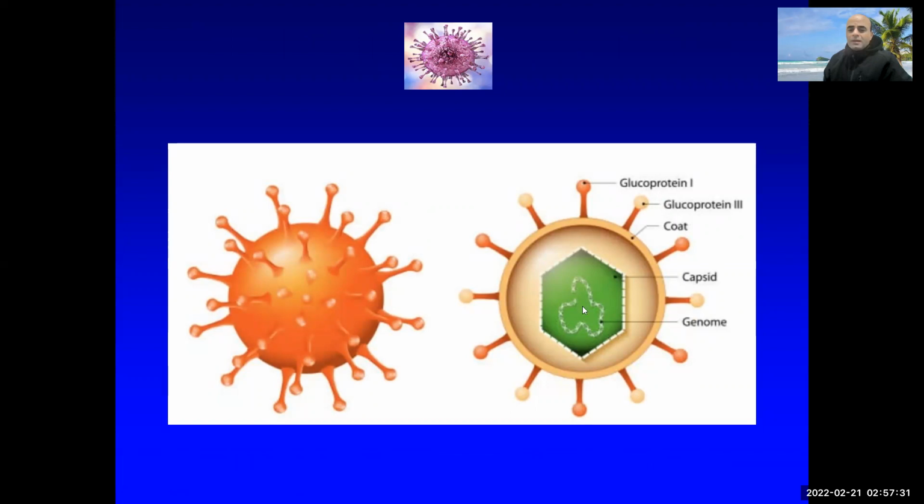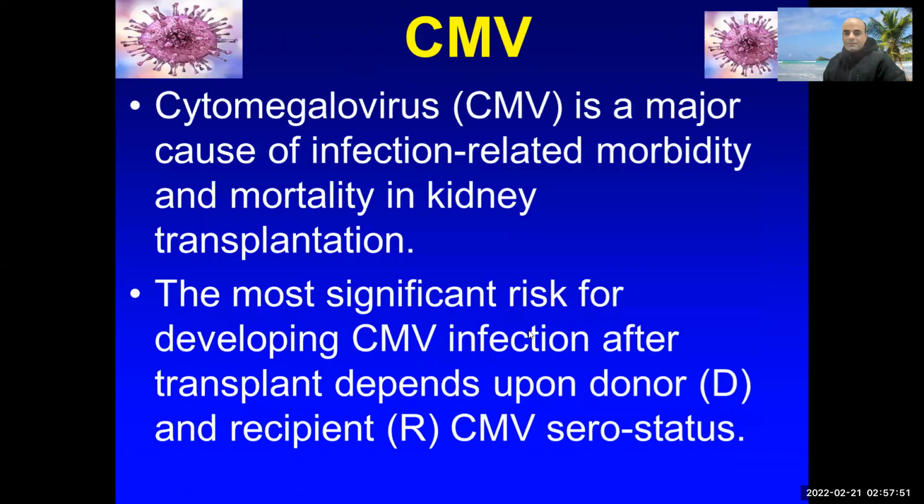Don't forget the structure of the CMV virus, with its components: glycoprotein B, glycoprotein H, and so on. This is the coat envelope of the virus, and this is the capsid containing the genome of the virus, with the tegument around it.